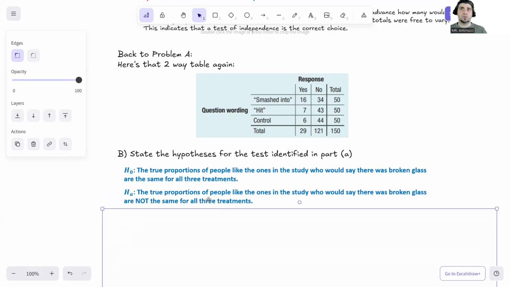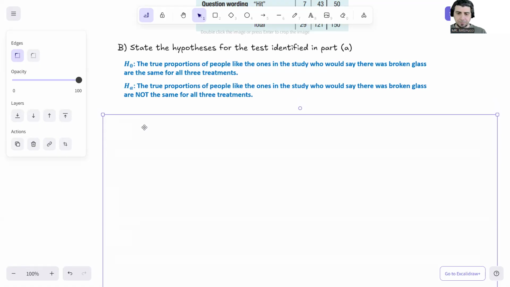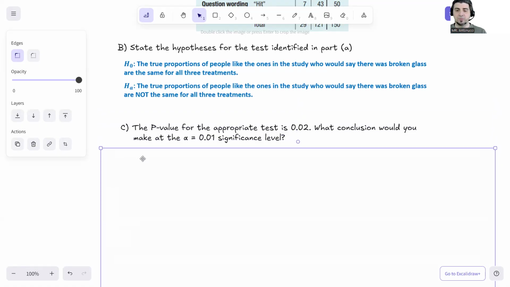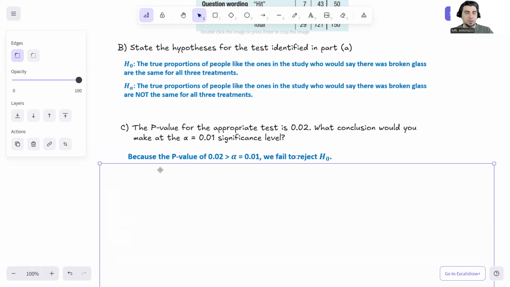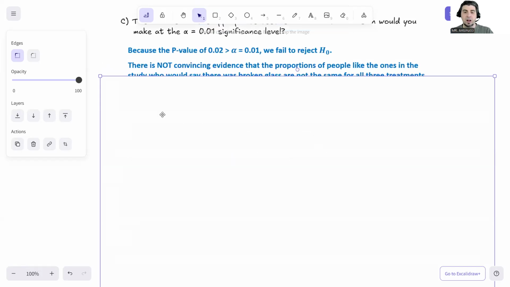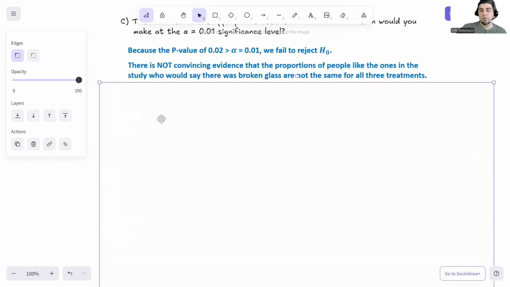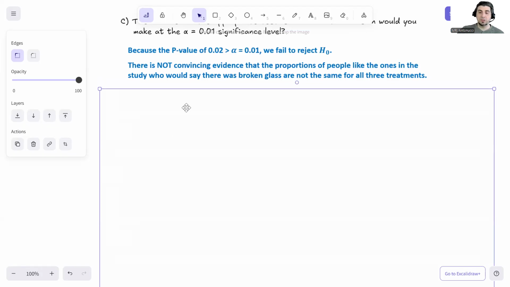You wouldn't say it's different for all three treatments because that would imply that all three proportions have to be different. And remember, we're looking for at least one to be different than expected. Okay, so the p-value for an appropriate test is 0.02. What conclusion would you make at the 0.01 significance level? Because a p-value of 0.02 is greater than our significance level, we would fail to reject the null, and there would not be convincing evidence that the proportions of people like the ones in the study who would say there was broken glass are not the same for all three treatments.